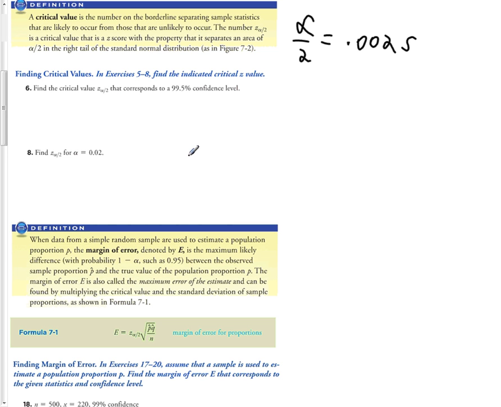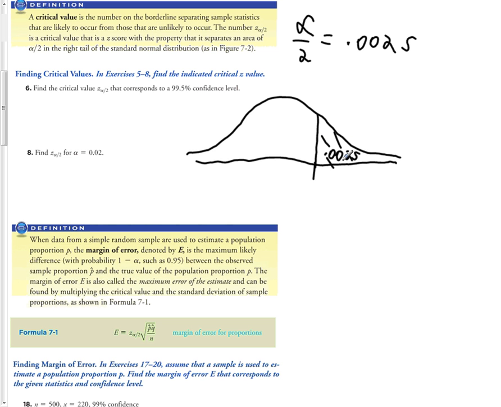So let's draw that out. Here is the standard normal distribution. It's a bell curve. And in the right tail up here, I want to have an area of 0.0025. So I want this area over here to be 0.0025. And what I want is the z-score here that separates that area of 0.0025 in the right tail. So let's see what that z-score is.